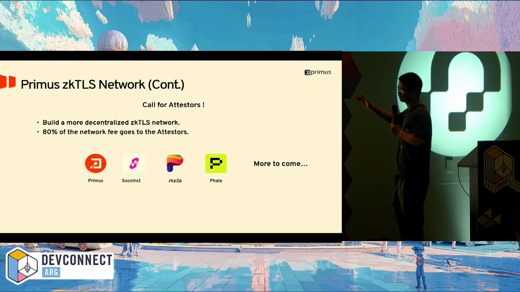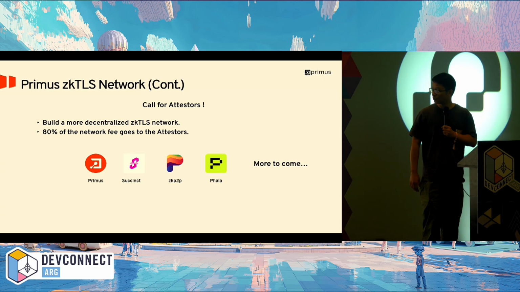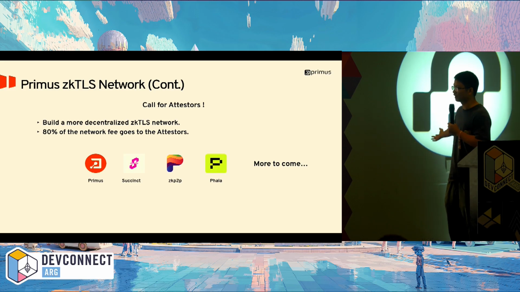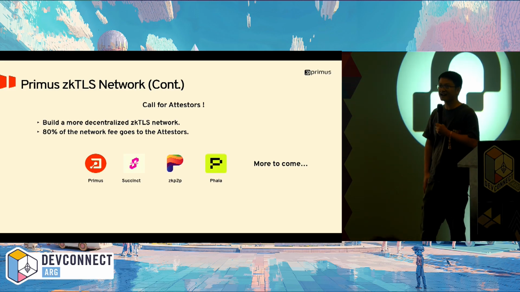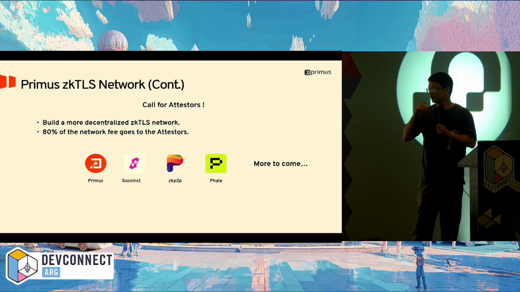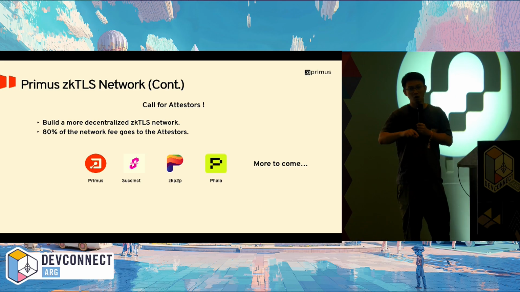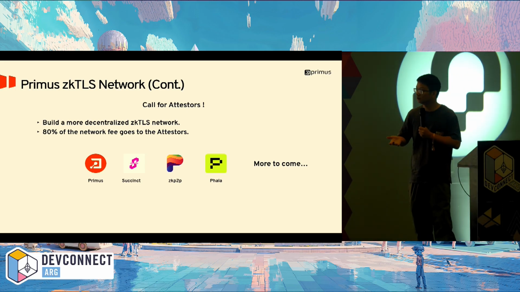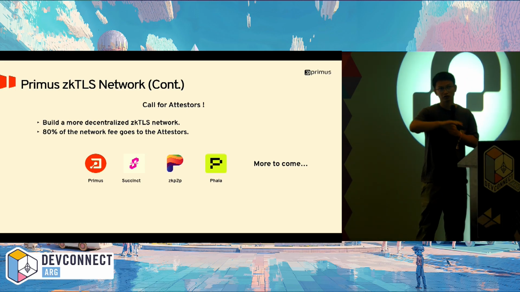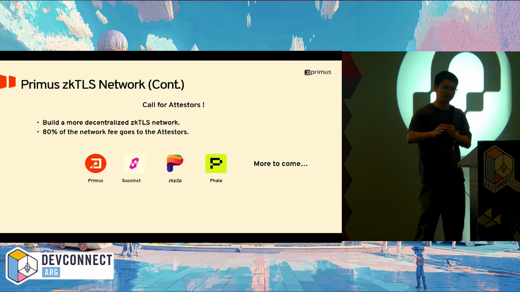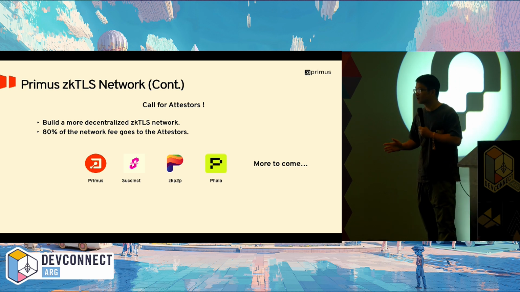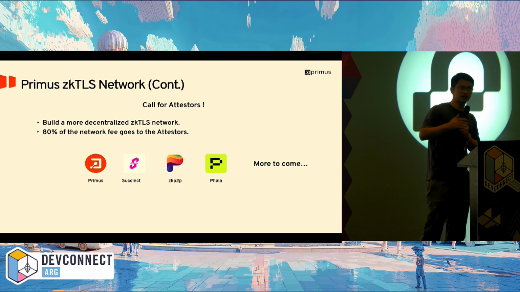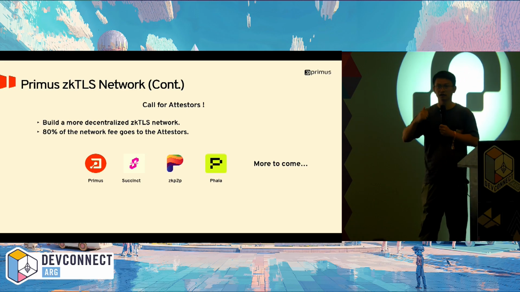So we are calling for attesters. The goal is that we want to build a more decentralized network. And the good thing is that if you become one of the attesters, we can share the revenue of the network. Now 80% of the network fee goes to the attesters, and 20% goes to the network. So you have the chance to earn revenue to cover your cost when you're running the TEE side.